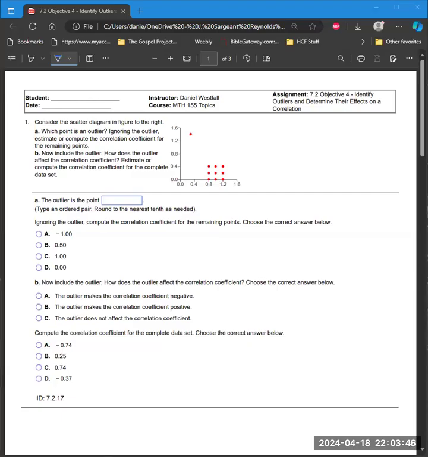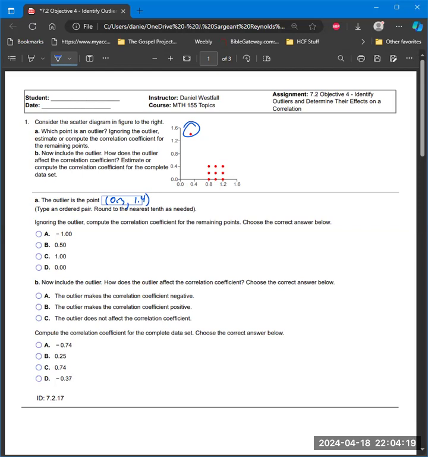In this video, we're going to talk about 7.2 Objective 4, where we identify outliers and determine their effects on a correlation. So consider the scatter diagram in the figure to the right. Which point is an outlier? That would be this point up here. That's at 0.3 and 1.4, the coordinates of that point.